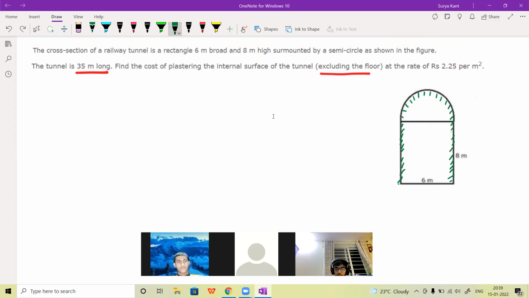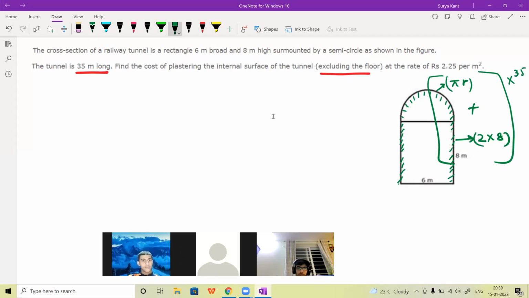So you have taken here only pi r. Circumference is what? Pi r, right? And this one will be the length, 2 times the length, that is 2 into 8, correct? So this plus this, whole multiplied by 35. This way you have done, or a different way? Same only, sir. Children, you are getting this, Rasul?